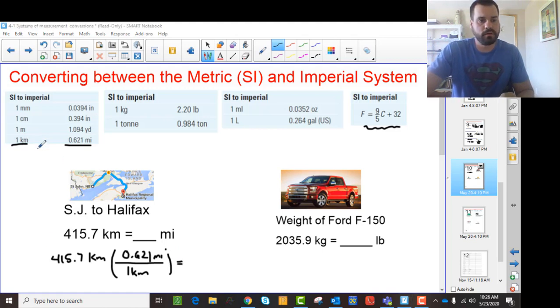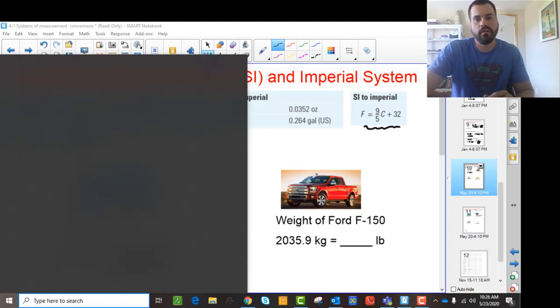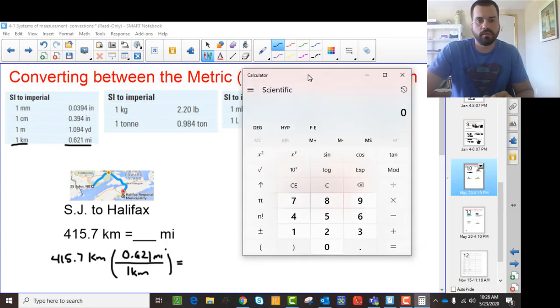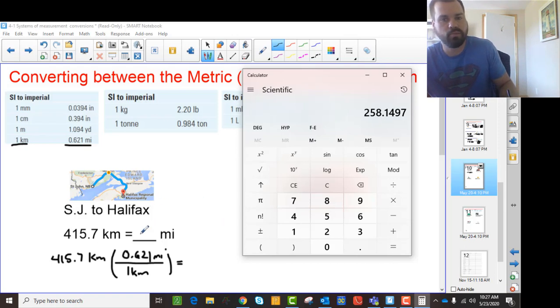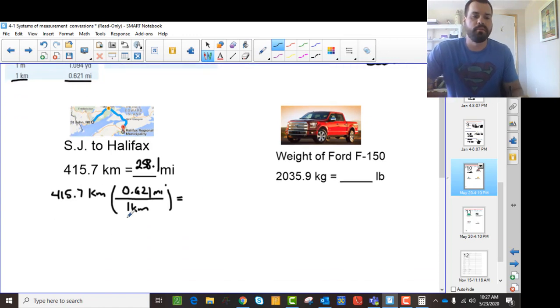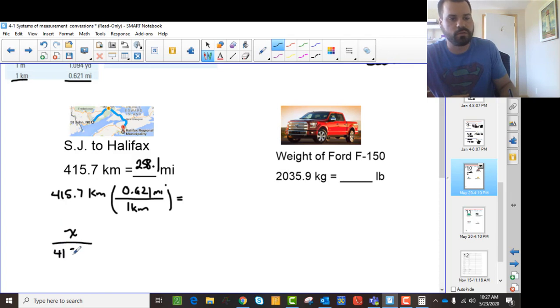So we're going to grab our calculator to do this quickly, and we're going to take 0.621 multiplied by 415.7, so it gives me 258.1 miles. And again, that's one way to do it. The other way to do it is to say X miles over 415.7 kilometers is equal to 0.621 miles over 1 kilometer. Then you would multiply up, and you get the same answer.